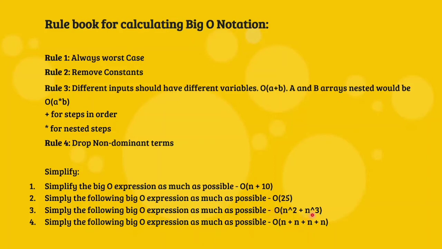Once we are done with this, we have something like O of n plus n plus n plus n, 4 times. So we will write O of 4n and then we will be left with only O of n, as we will remove the constants by rule number 2. So these 4 golden rules are very important. Once we are done with these things and we are clear with the concept, it's time to calculate the Big O notation.